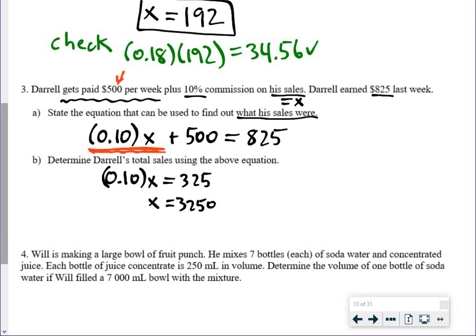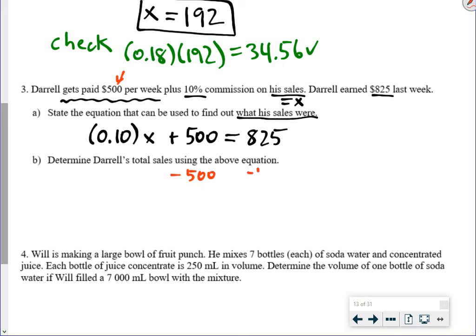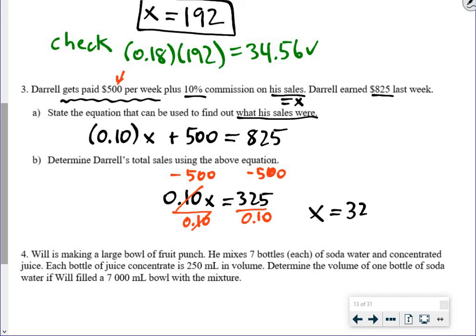Now, if you didn't see that shortcut, what we can do is just approach it the normal way. Get rid of the 500 from both sides. So now we have 0.10x equals 325, which was exactly the equation that we just solved. Divide both sides by 0.10. 0.10 divided by itself on the left is 1, so we have x remaining, and we get 3250. So we made 3250 in sales.